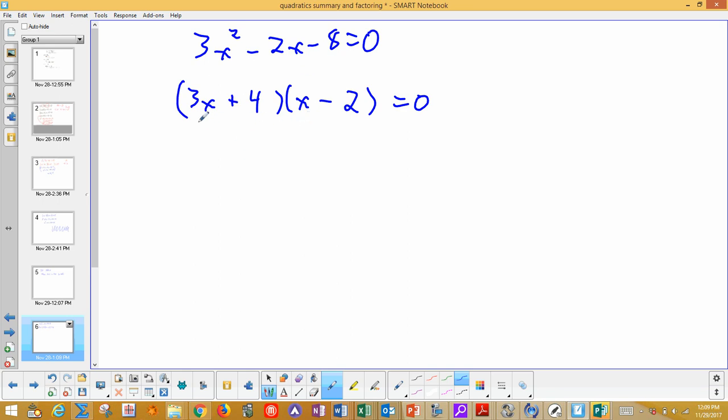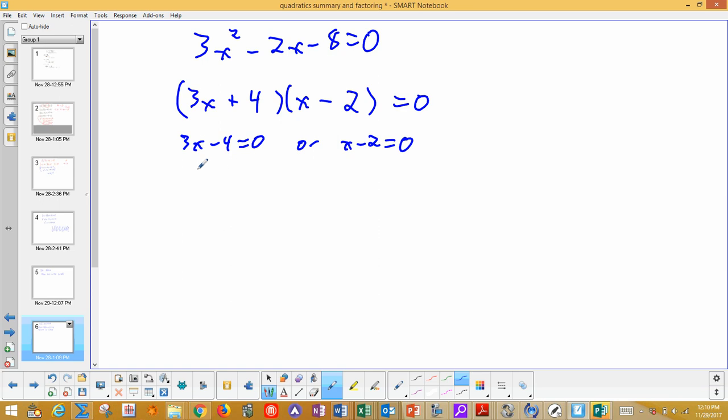So 3x squared minus 6x plus 4x is a negative 2x minus 8. Okay, that was probably not helpful at all. But here's what I do now: I know that since this times that equals 0, either 3x minus 4 equals 0 or x minus 2 equals 0.